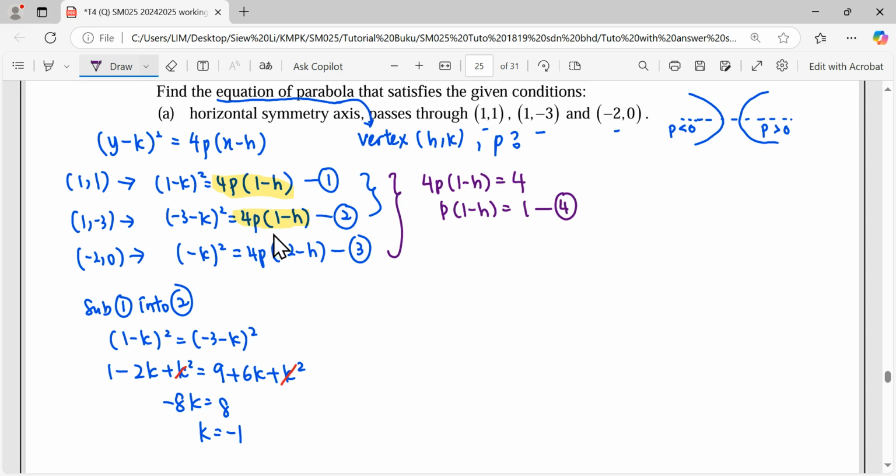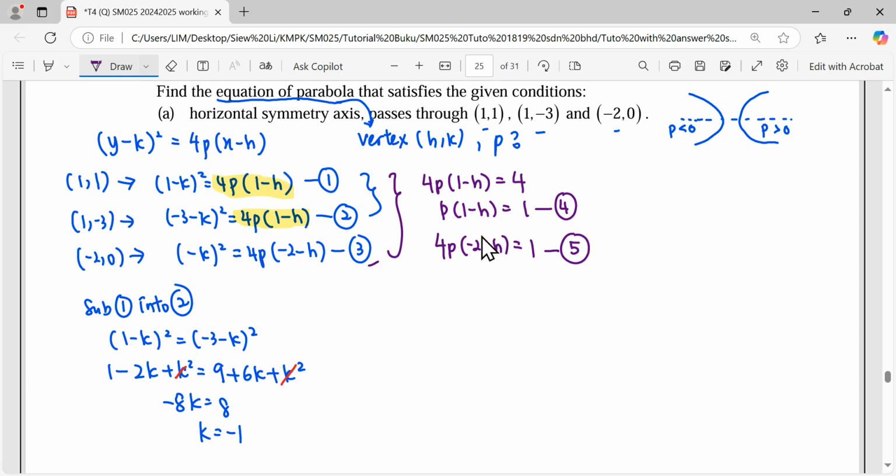If we put it in here, it will still be the same, right? So we try to get another equation which is different. So use equation 3. When I put in negative 1, negative, negative becomes positive, so this is 4p(negative 2 minus h) equals negative, negative becomes positive 1, squared is 1. So you can see at least they are different. This is equation 5. We solve these two equations to find p and h.